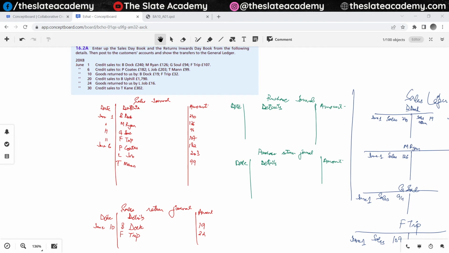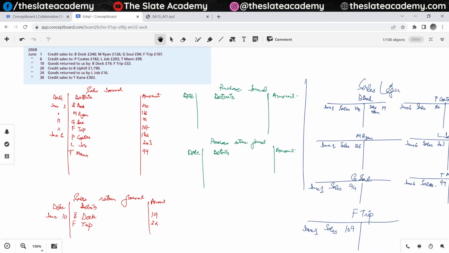There is one more thing, and then there is F trip who returned goods to us. How much? F trip returns 32. So in F trip I write 32 and sales return. You can use either of the two terms, sales return or return inwards. I personally find sales return more convenient. There is June 10. Then what happens on June 20?